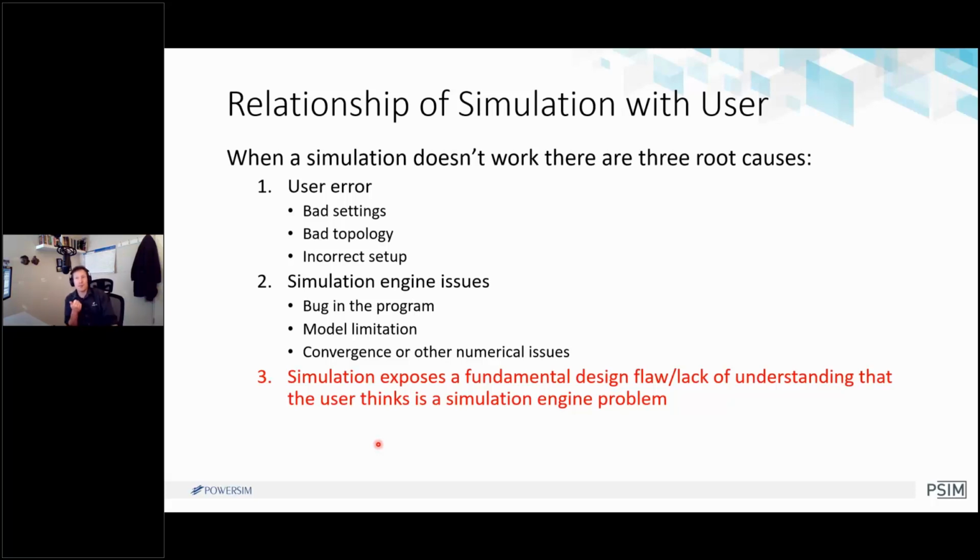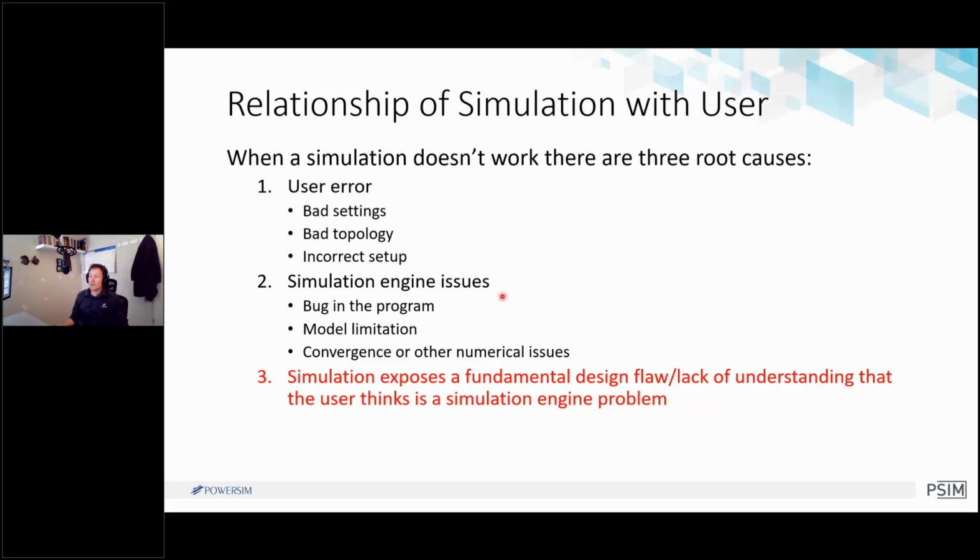User error. So the user has done something and they can identify it. That's bad settings: the simulation length is too short, or the time step selection isn't very good, or their switching speed. They meant to switch at 100 kilohertz, and they're switching at 10 kilohertz. Their topology isn't wired connected properly. These are all kind of identifiable bugs. Some of them are easier to find than others, but basically the user has done something wrong in the simulation.